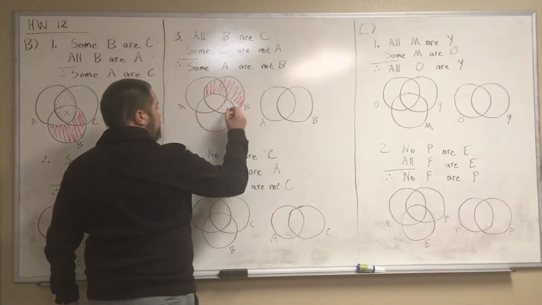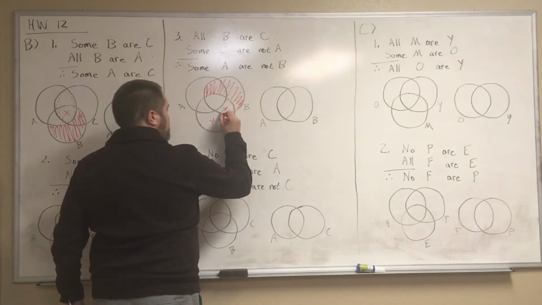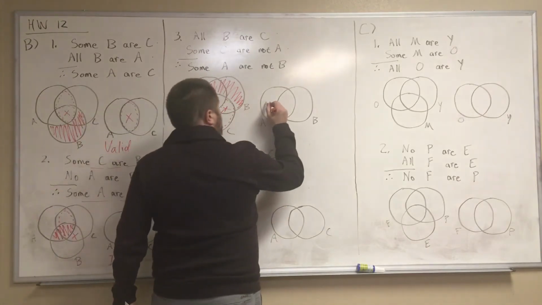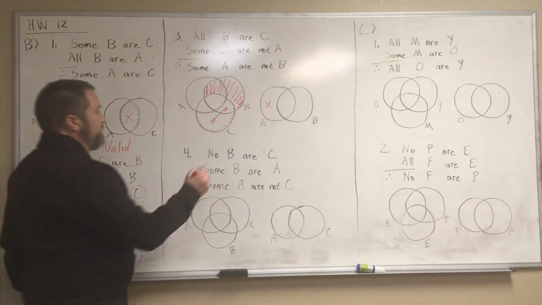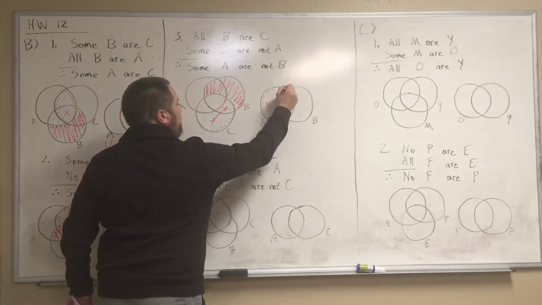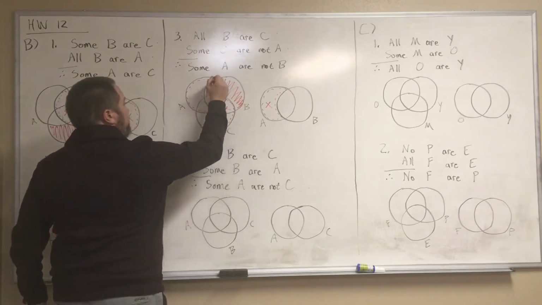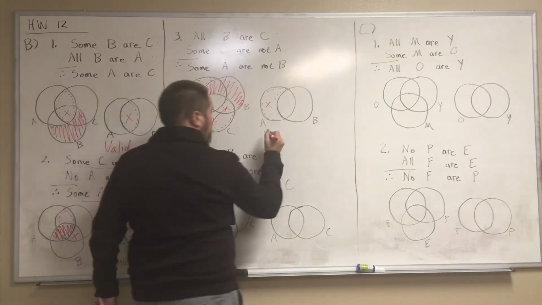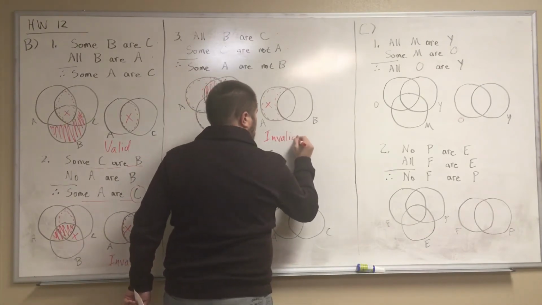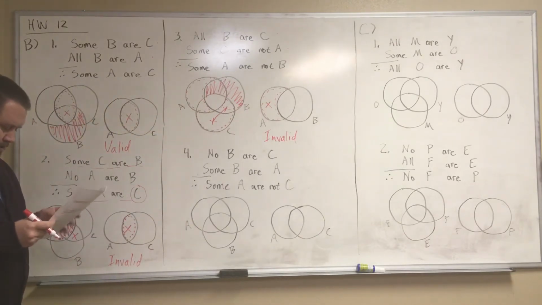But we have two closed off areas. So we're going to do the fence straddling X since we don't know which side it's on. Some A are not B. We're looking for an X over there. So we're looking for an X on the left-hand side crescent moon. Transfer it over here, and we don't have an X in there. So that one's invalid. Number 4.